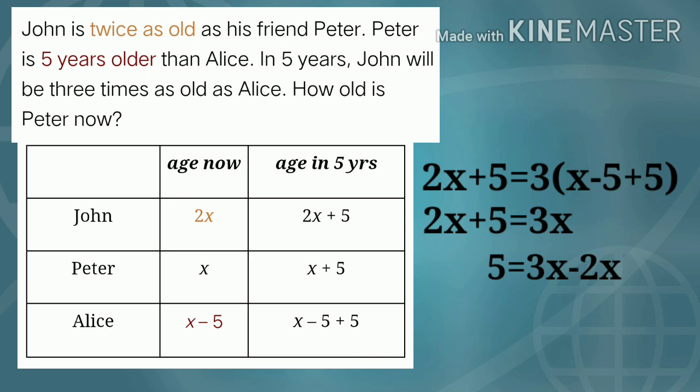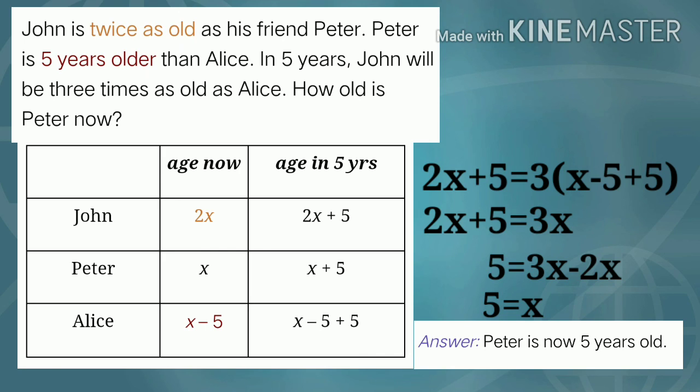By the addition property of equality, we subtract 2x from both sides. So, on the left side, 5 remains, and on the right side, 3x minus 2x is equal to x. So, now, x is equal to 5. So, the age of Peter is 5 years old.